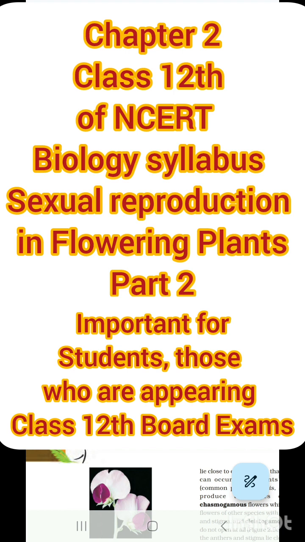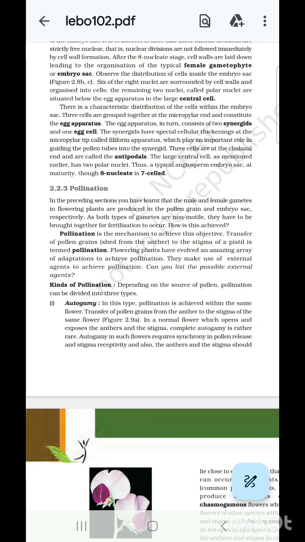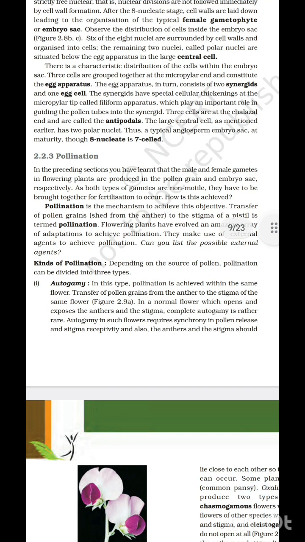In this video we will discuss part 2 of chapter 2 of your 12th class NCERT biology book, which is sexual reproduction in flowering plants. In my part 1 video I discussed the general structure of the male and female reproductive organs and their development. In this video we will discuss the leftover part of this chapter.